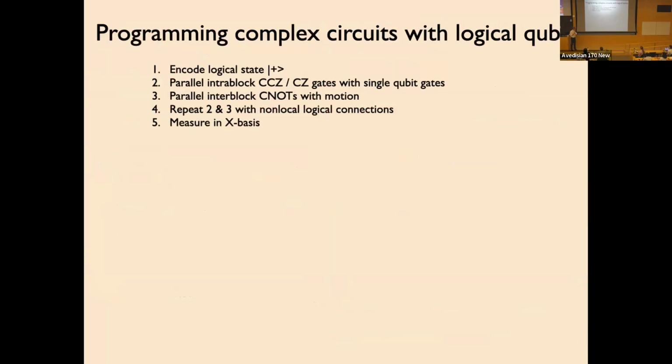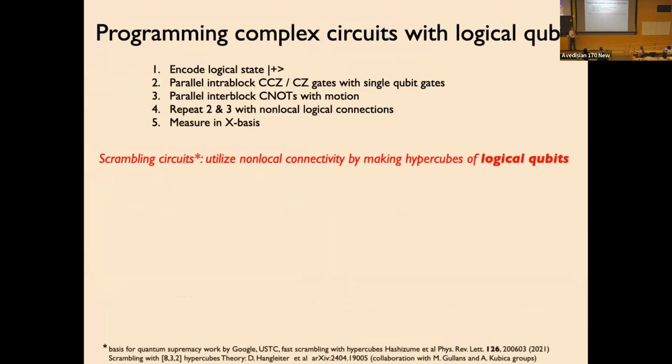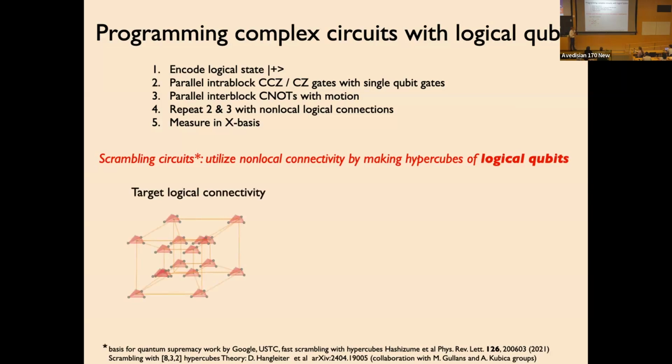So with that, what one could do is implement a quite complex circuit, actually a scrambling circuit, which generates a lot of entanglement and a lot of magic. The way you do it is you start with logical states with all qubits in plus, then apply inter-block CZs and CZs, and then apply some CNOTs between the blocks, and you can repeat this many times. In fact, the specific geometry which we implemented involves making hypercubes out of cubes of physical qubits.